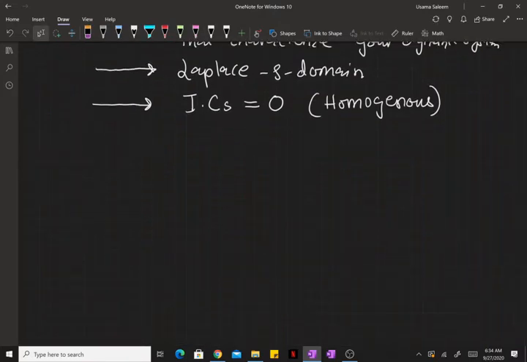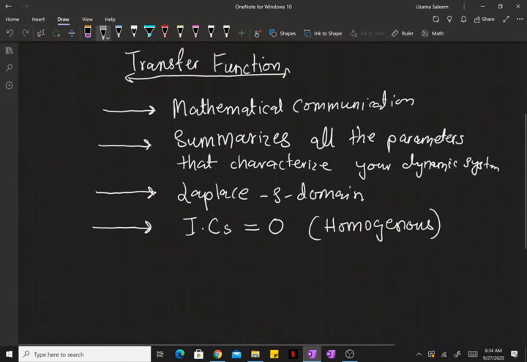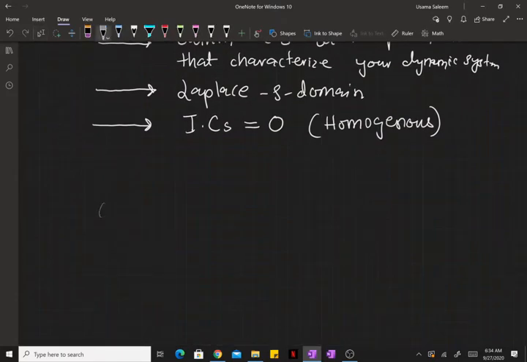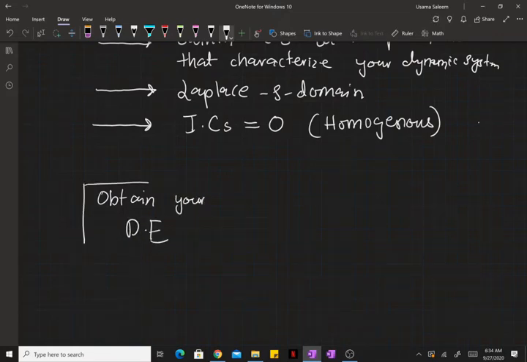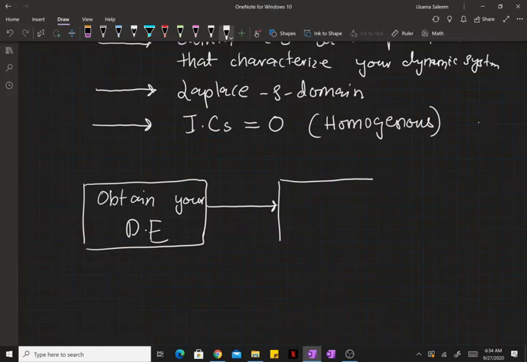If I want to illustrate the process of obtaining transfer functions in a schematic, you first obtain your differential equation. The next step is to make sure that your differential equation is linear. So you're going to take your differential equation and you're going to linearize it. We're going to talk more about linearizing the differential equations.